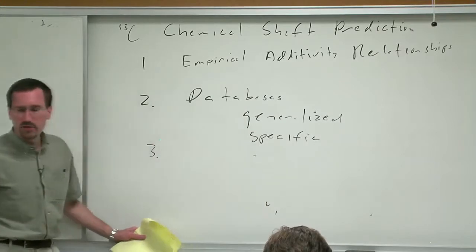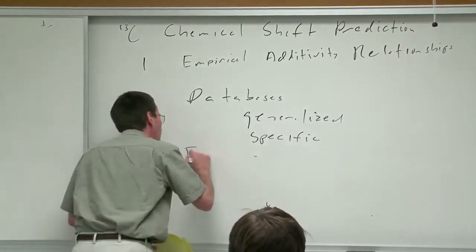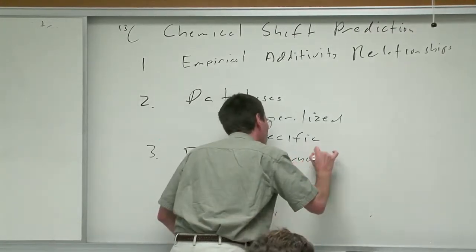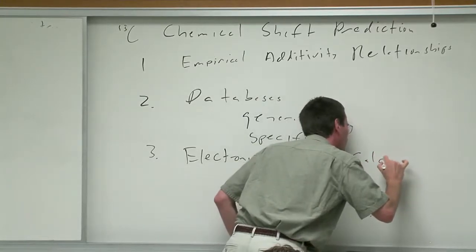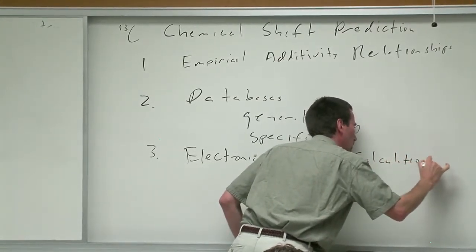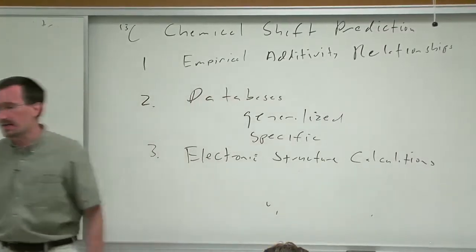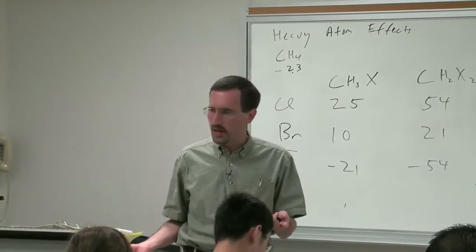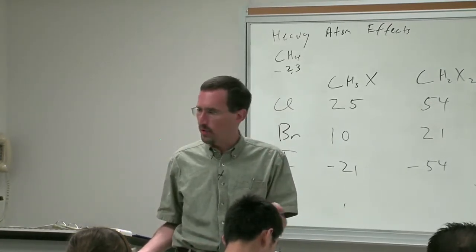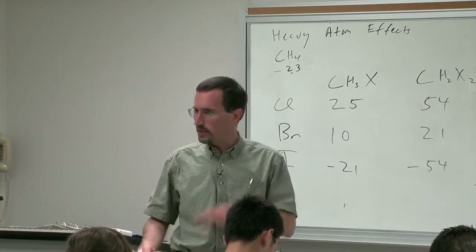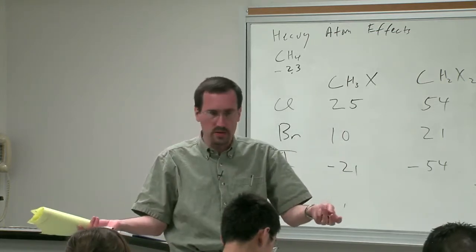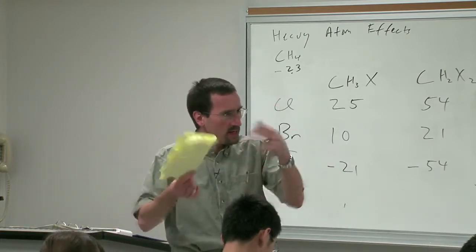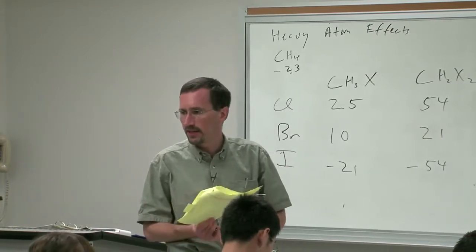And the third way of doing this is going to be by electronic structure calculations. And we're not going to do this in the course, but I'll show you an example at the end. Basically, since carbon-13 chemical shifts come from electron density, if you can calculate the molecular orbitals at an appropriate level of theory to figure out how the electrons are distributed in your molecule, then you can figure out the electron density around any carbon, and hence its shielding from the applied magnetic field.